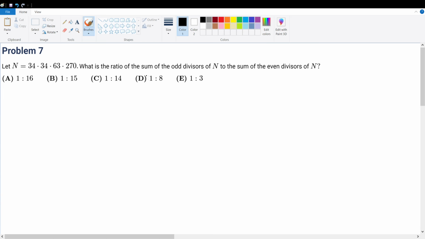Problem 7. Let n be equal to that quantity. What is the ratio of the sum of the odd divisors of n to the sum of the even divisors of n? So first of all, you do not want to be making this by hand. You want to do it some way that's much more efficient.